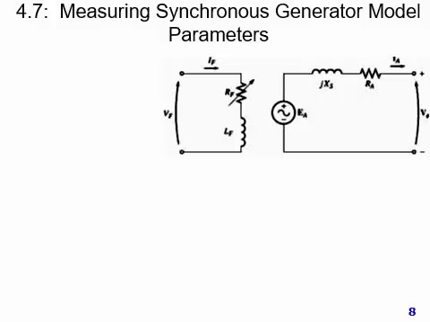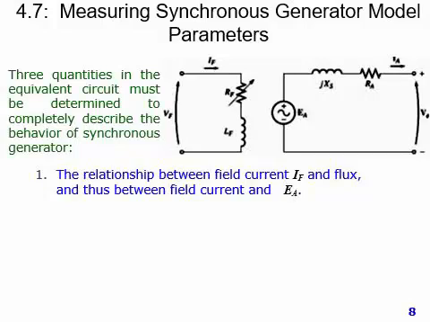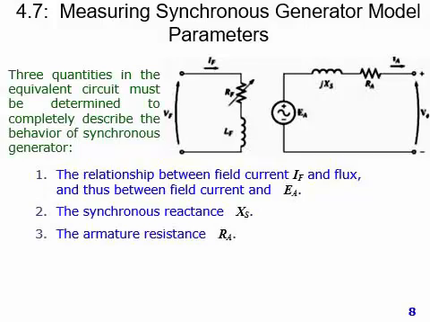This again shows how the mechanical power has been converted to electrical power. So now we come to the second section, which deals with the synchronous generator model parameters. There are three main quantities in the equivalent circuit that must be determined to completely describe the behavior of a synchronous generator.